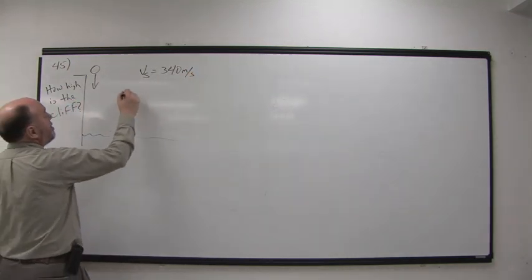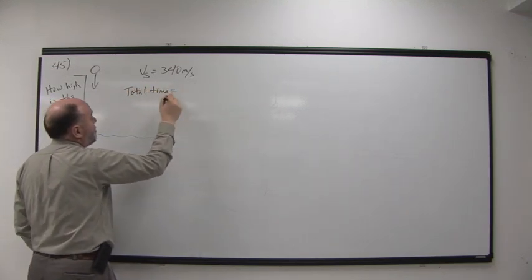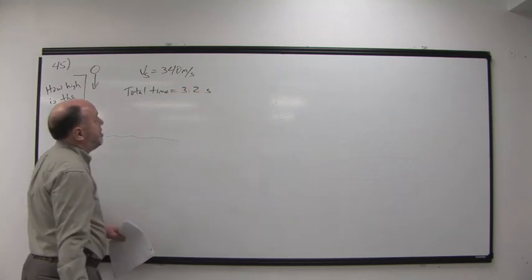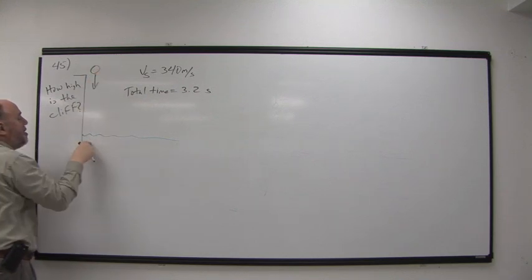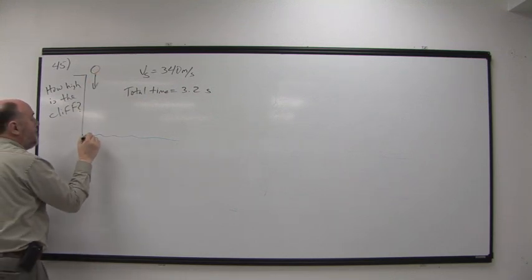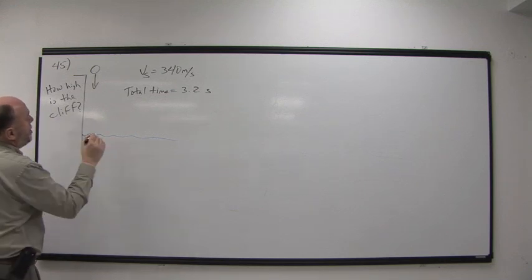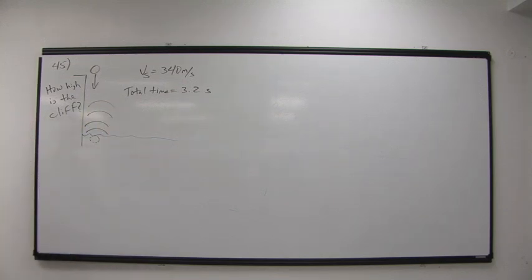And they tell you that the total time for the event is equal to 3.2 seconds. And that total time means the time for the rock to drop and splash down into the water, and then for those sound waves to come back up and you hear them. So that's what they're talking about in terms of total time. Right?